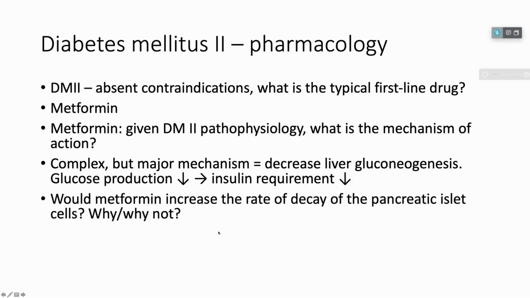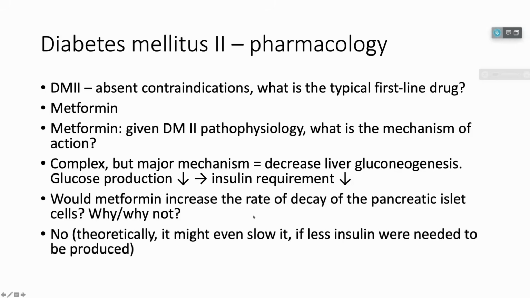So Marco, would metformin increase the rate of decay of the pancreatic islet cells? Why or why not? No, it will not, because it controls the gluconeogenesis of the liver. So metformin is considered a fantastic drug for diabetes type 2. Yeah, it really is. Theoretically, you would even think that it might slow the progression, right? If less insulin were needed, and at least part of the mechanism of progression of type 2 diabetes is that you have islet cell dysfunction because you're overproducing insulin and amylin and producing amyloid as a byproduct, then yeah, I actually think it would be better.